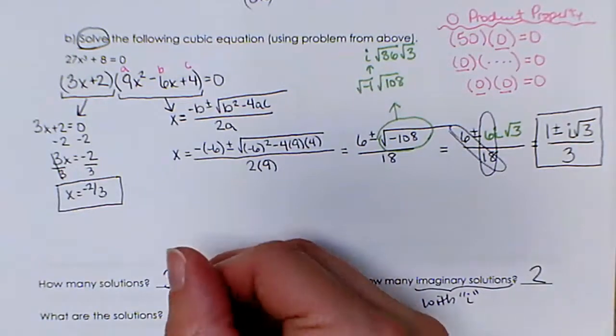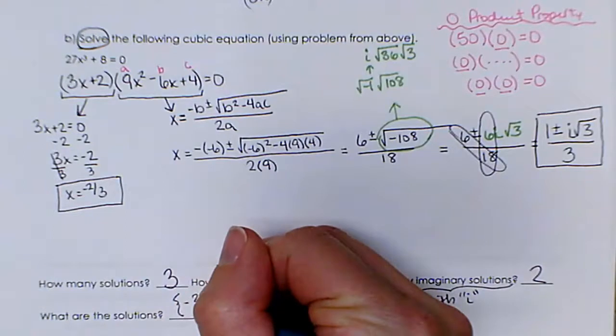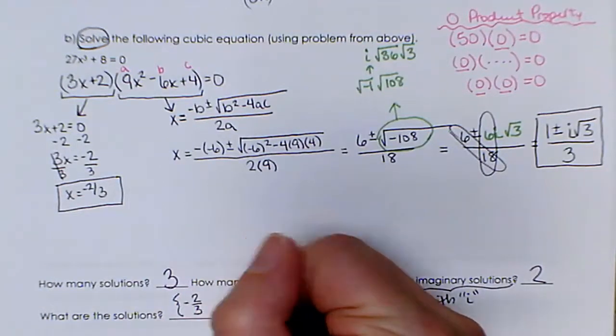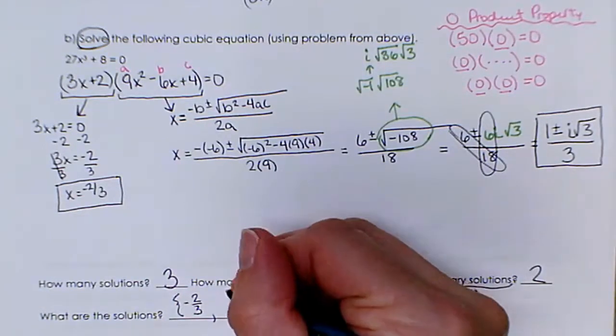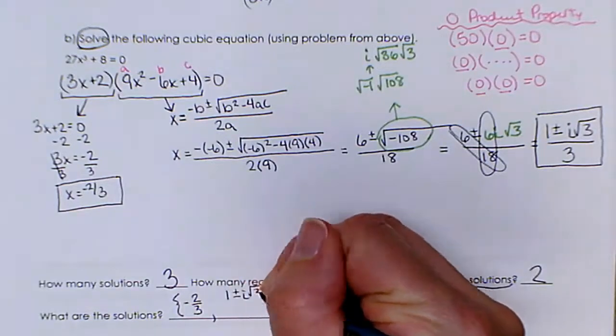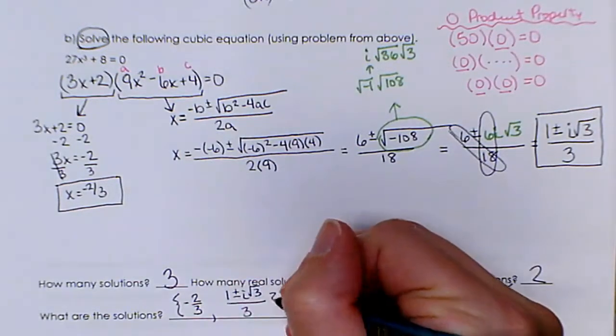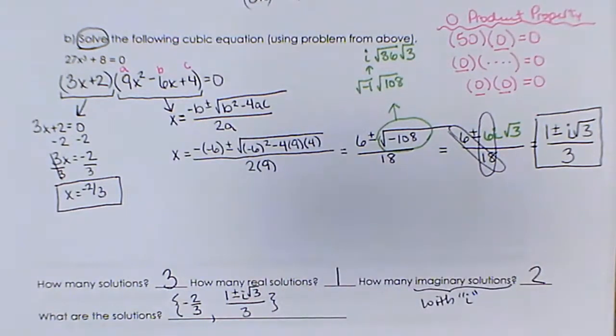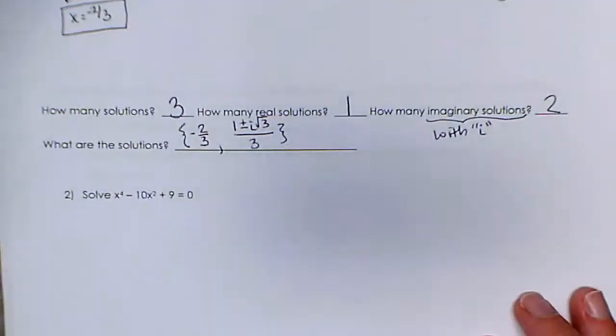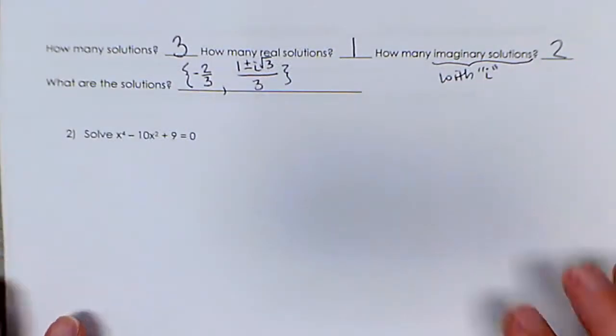So the solutions are negative 2/3. And then you can write these two together just as they appear, 1 plus or minus i square root of 3 over 3. Now order really doesn't matter here very much because these i's make these complex numbers and they don't fit on a linear number line. So either of these first would be fine. So you're not always going to have complex answers, but occasionally you will. So it's nice to have examples of what those look like.